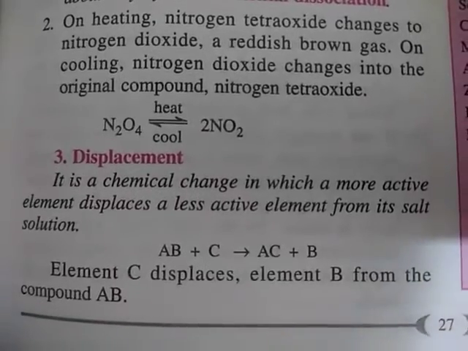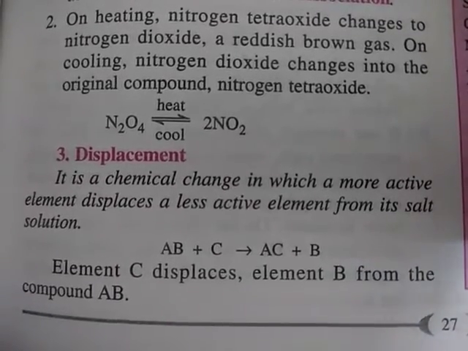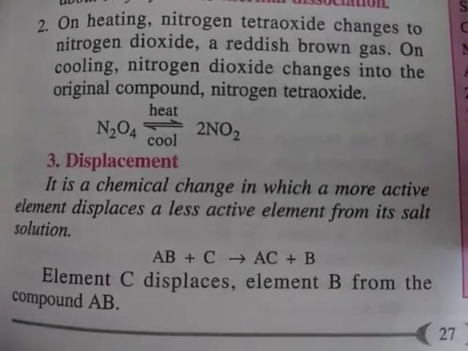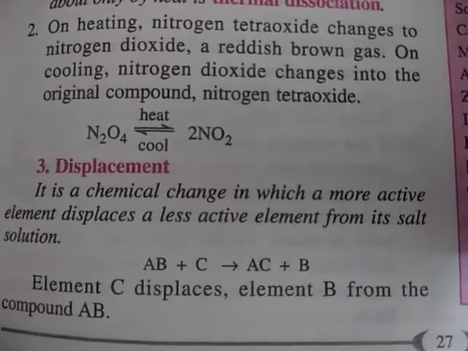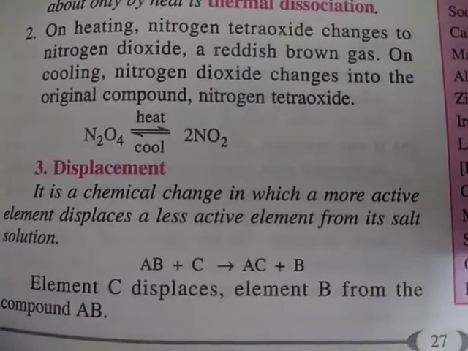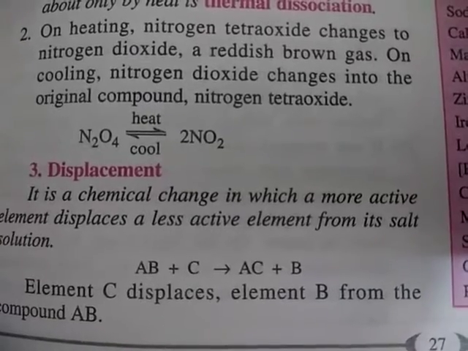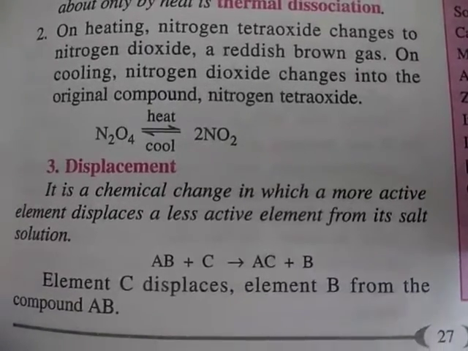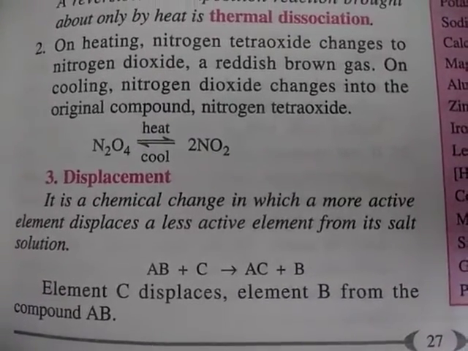Then third type of chemical reaction is displacement reaction. It is a chemical change in which a more active element displaces a less active element from its salt solution. So simply you can see here that C has displaced B out of AB. So element C displaces element B from the compound AB.